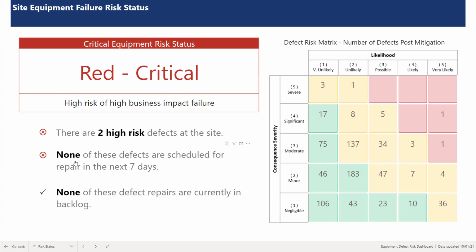The second one is a statement of how many of these defects are scheduled for repair in the next 7 days. If we've got any high-risk defects, we're pretty much going to be in the red. This one here is going to be in the red if we have none of these defects scheduled. It will only be a tick if all of the high-risk defects are scheduled for the next 7 days. And then this one at the bottom explains how many of these defects are in backlog. Backlog is a concept we'll cover later on.